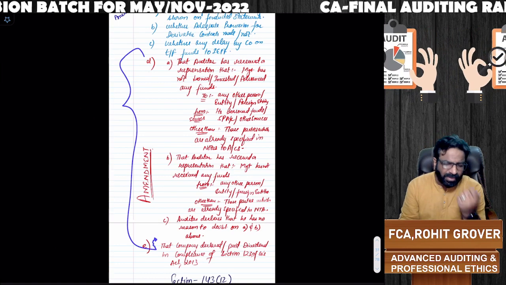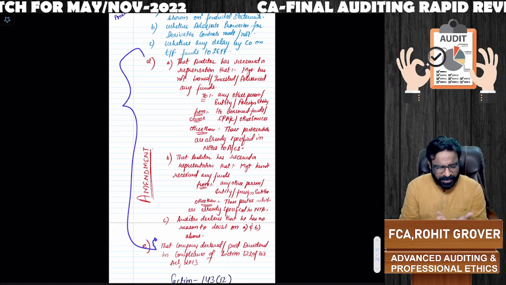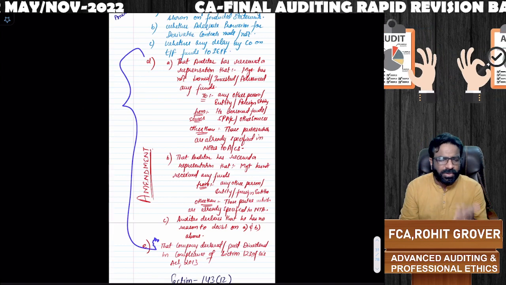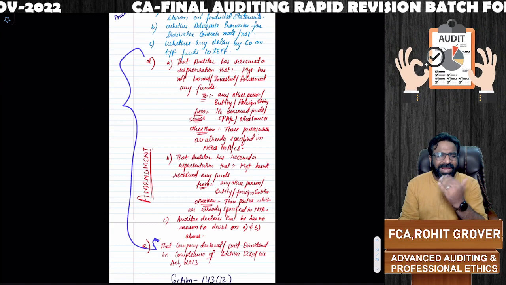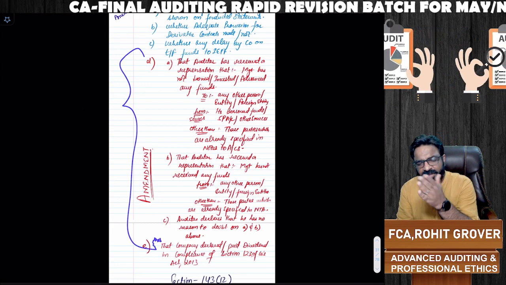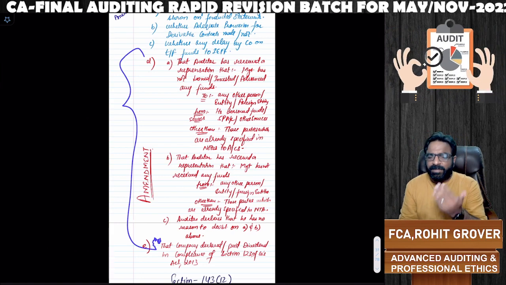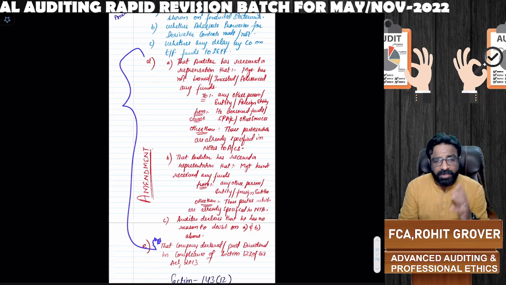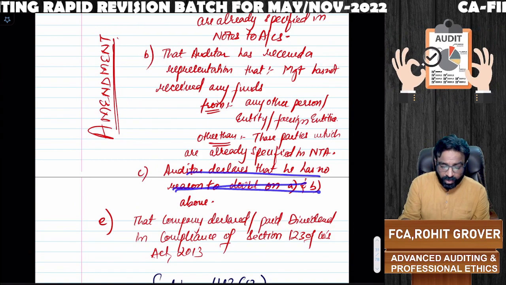Point A in subclause D says that the auditor must receive a representation that the management has not funded, loaned, invested or advanced from its sources to any person, entity or foreign entity other than those parties already mentioned in notes to accounts. Point B says they have not received any funds from parties other than those mentioned in notes to accounts. And point C says the management declares that it has no reason to believe or doubt A and B.